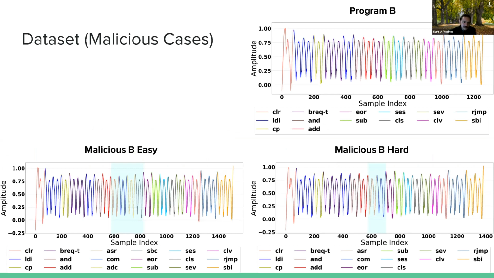Here on this slide are examples of electromagnetic signals gathered for the malicious case. The malicious cases given below are similar to program B, except with the injected code, which is highlighted in light blue. For both cases, the injection point can be seen roughly before index 600. We collected 1,000 samples of each of the real observations for each of the benign cases and the 2 malicious injection cases for our data set.